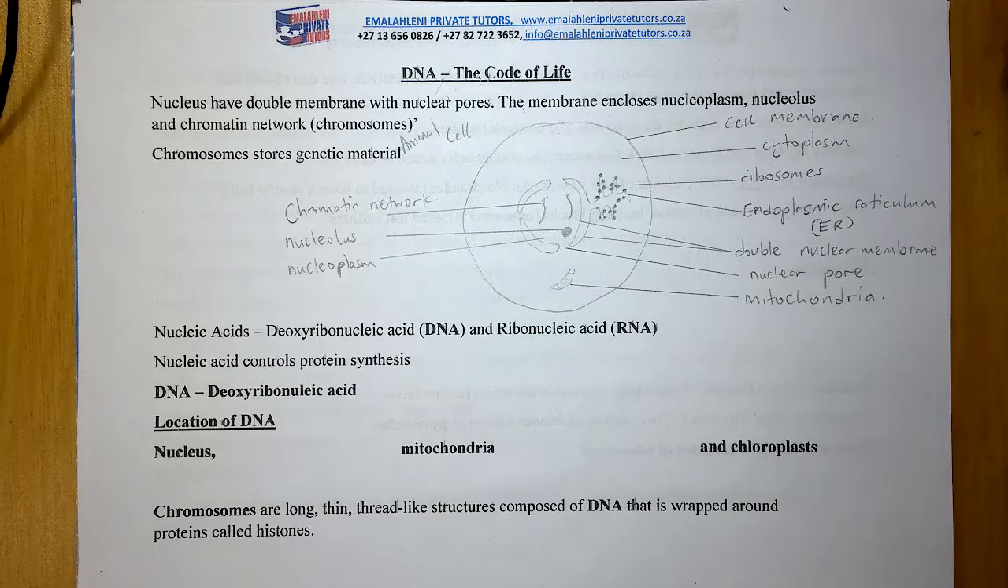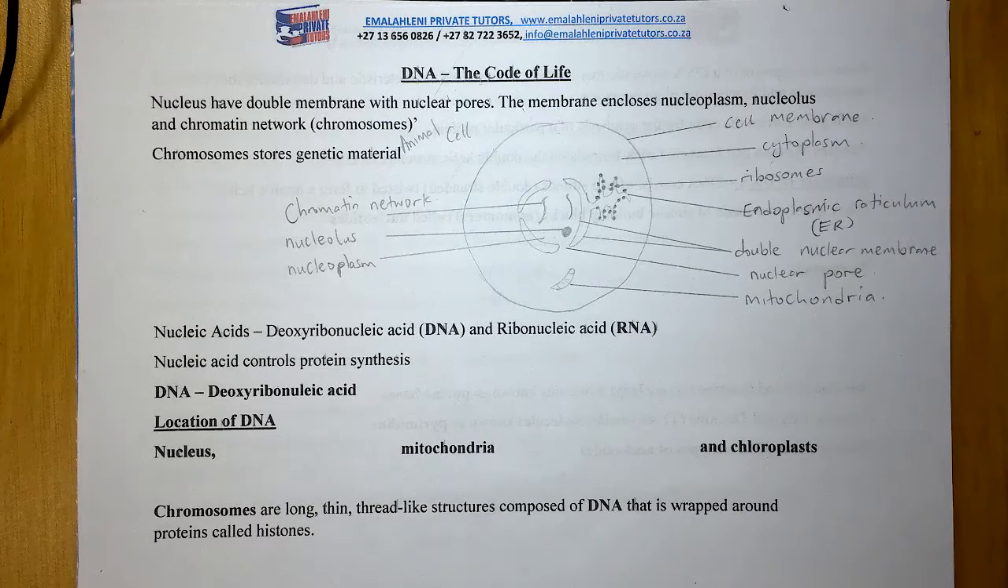Today we are looking at DNA, the code of life. This is what you find in Life Sciences Paper 2. We need to understand that DNA is very important in our lives because it provides the code for the synthesis of proteins, which is vital in our lives.